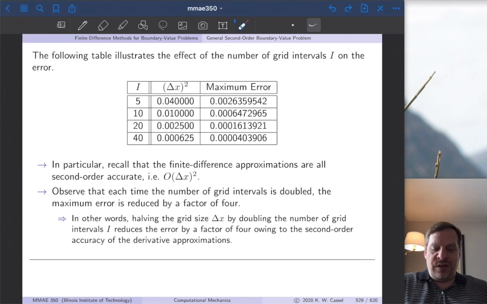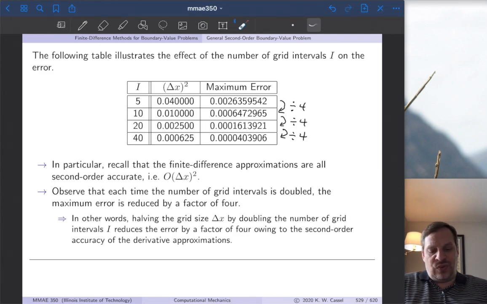We don't actually care. But as you can see, obviously, as we increase the number of intervals, the delta x squared goes down very quickly, and that's because it's squared. Likewise, the maximum error, so for 5 points we get 0.002639, and then 10, 20, and 40. So obviously, as you'd expect, the error goes down each time. But what you'll notice even more, if you look at it more carefully, is the amount that the error goes down is exactly what you'd expect. And I'll explain why that is in a second.